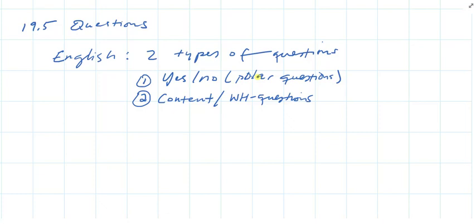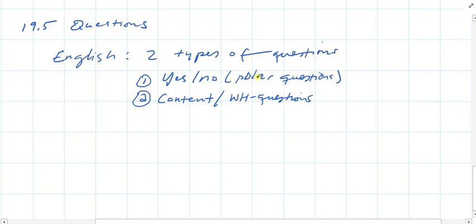Okay? The other way to ask a yes/no question is to use do or does or did, and you put that in front of the main verb. So do you love Hebrew, or did you love Hebrew until today? Okay, and then you can answer that with a yes or a no.